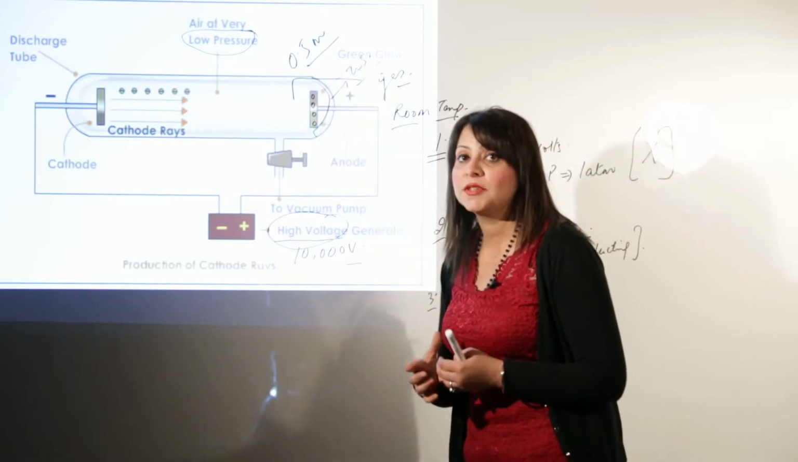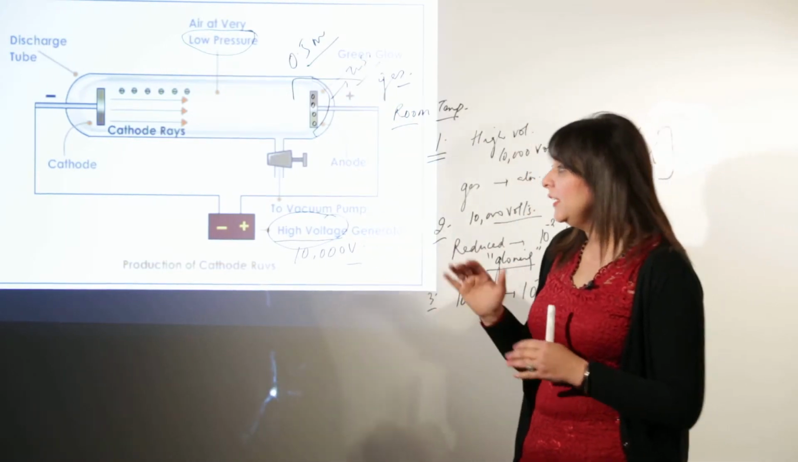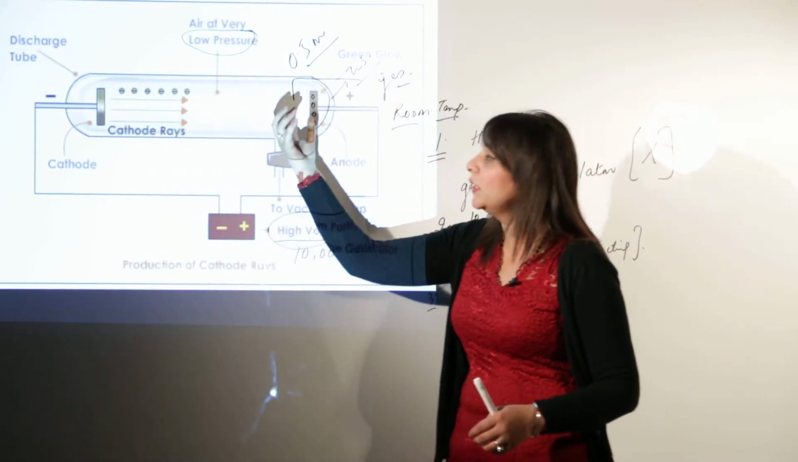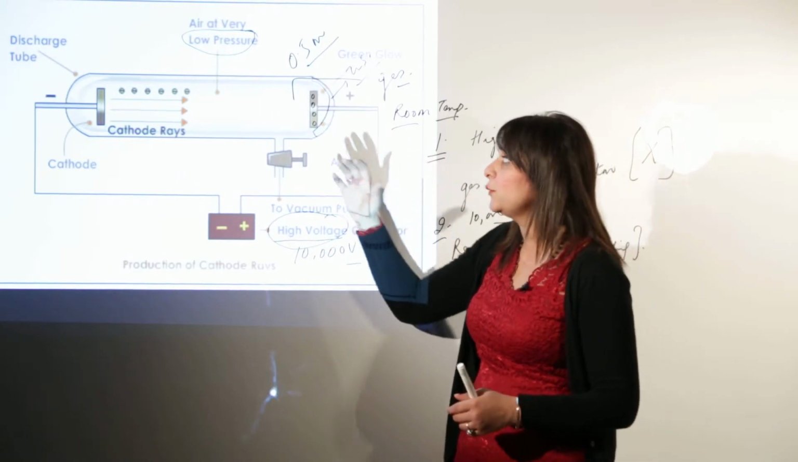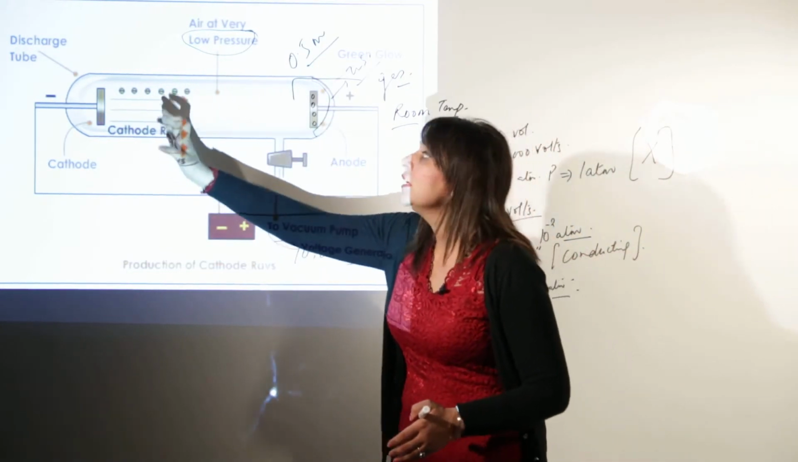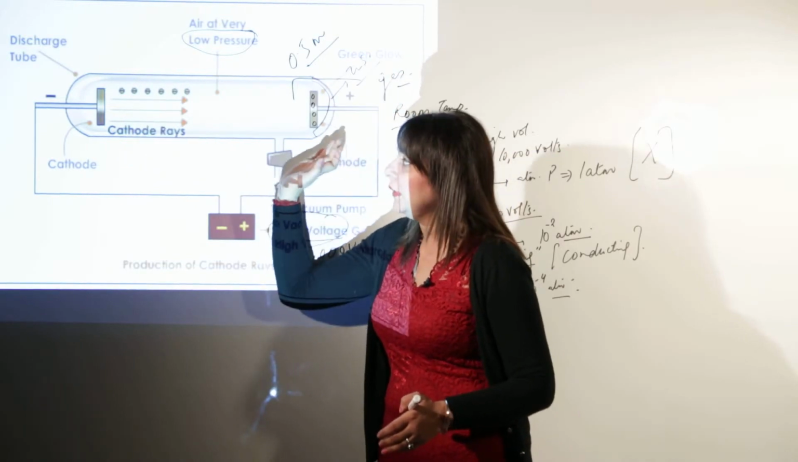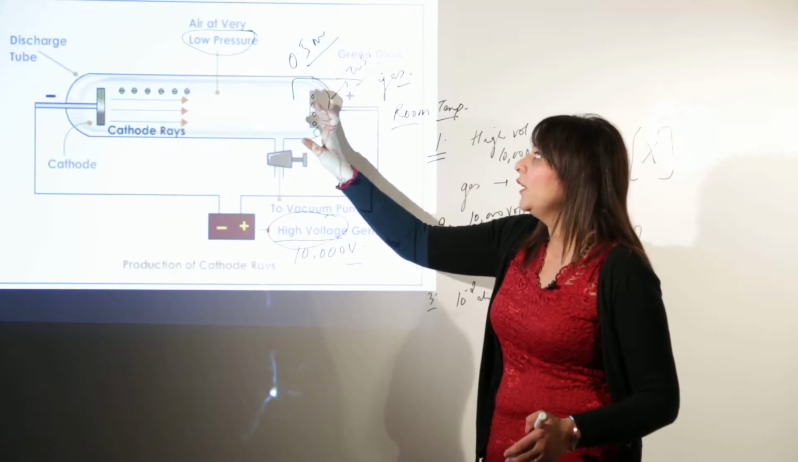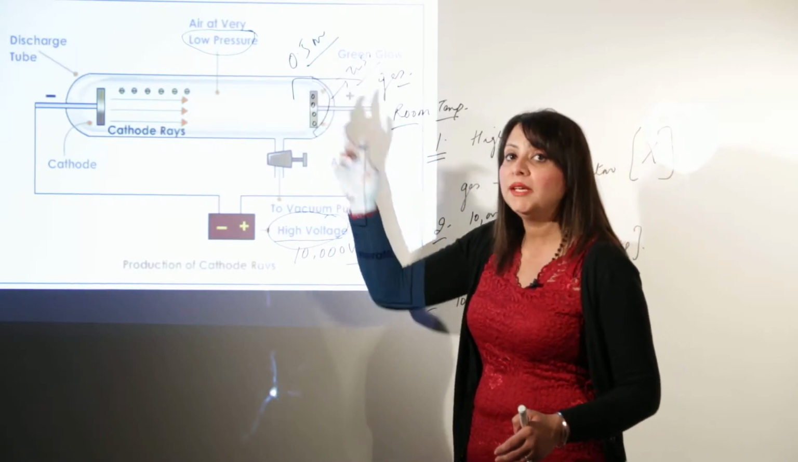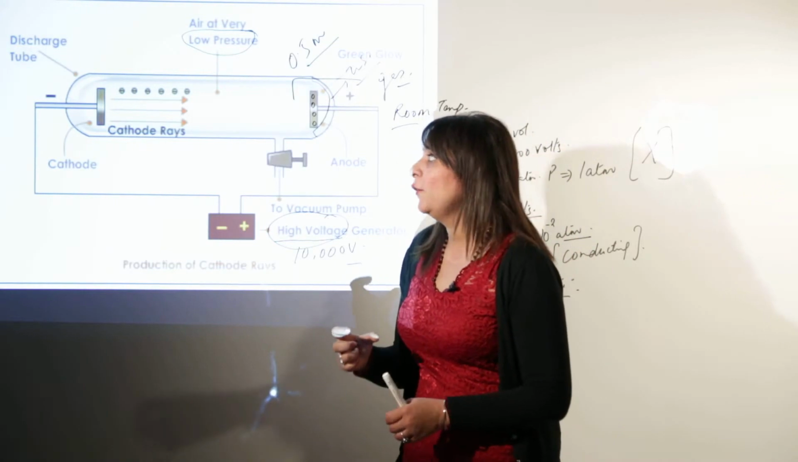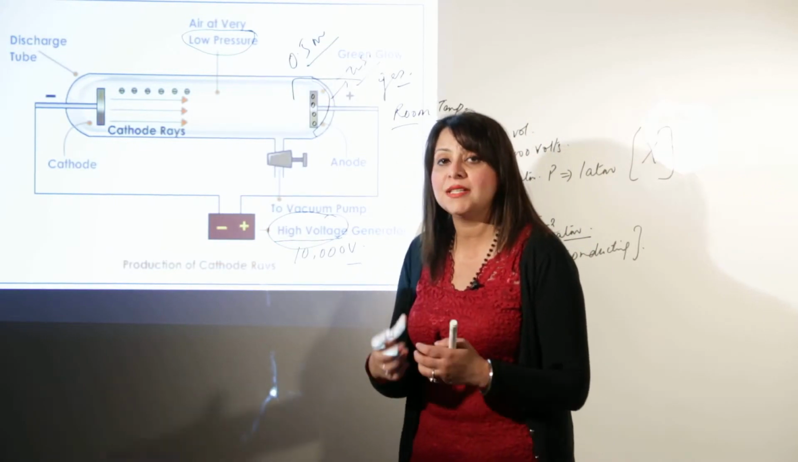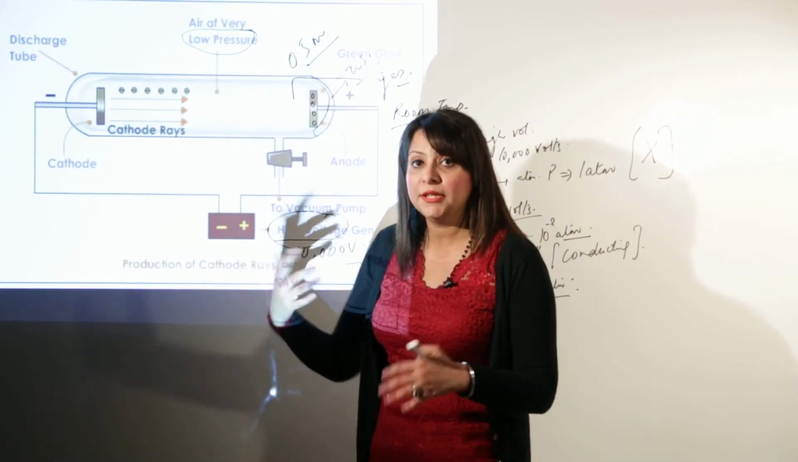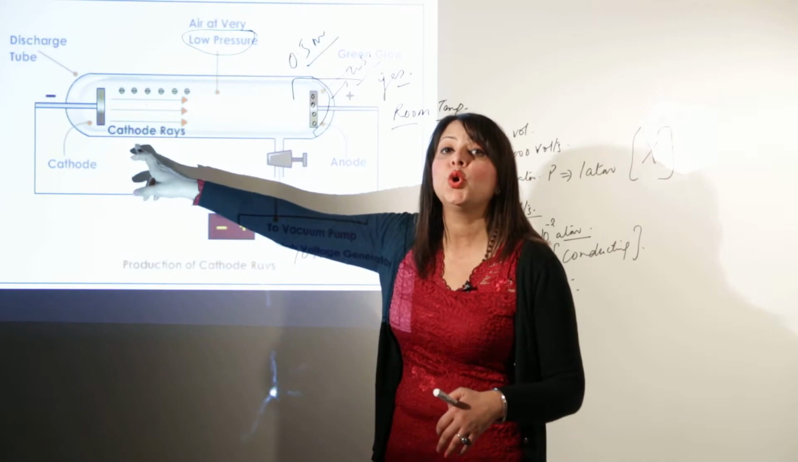So it was confirmed that under these conditions something was emitted from here, which was travelling towards the anode side, because this was not happening on that side. When these conditions were applied, something was emitted from this side, crossing the anode, and when it struck the zinc sulfide screen, it made it glow. So there was a beam of particles, or you can say a beam of rays, emitted from the cathode, so they were called cathode rays.